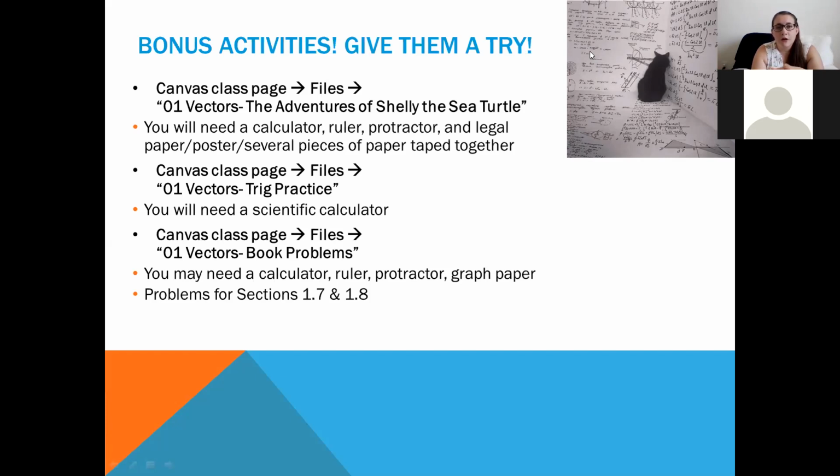For all of these things, I'm going to be posting the answer keys on Friday, not worked out solutions, but I'll be posting answer keys so you can check your answers. I recommend that you give one of these or several of these a try.